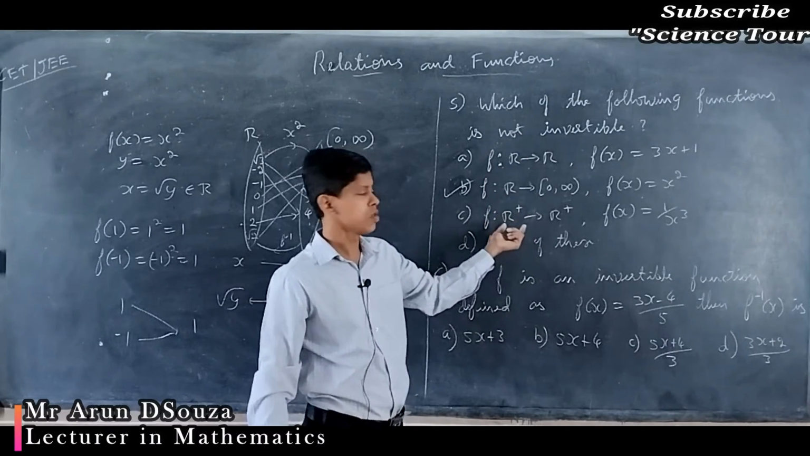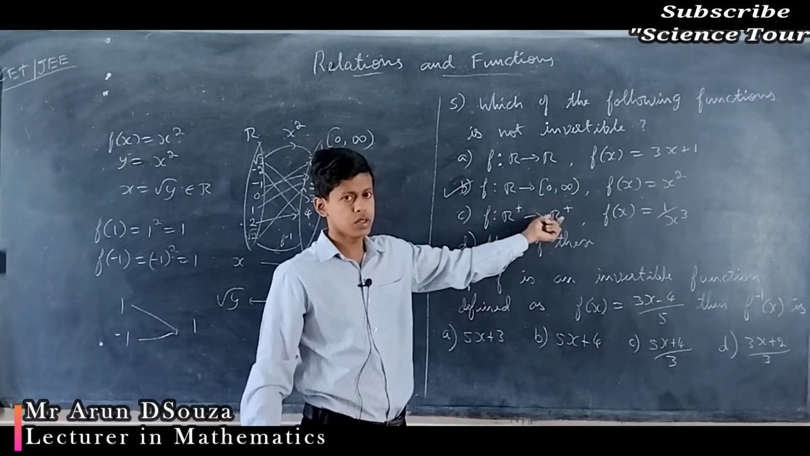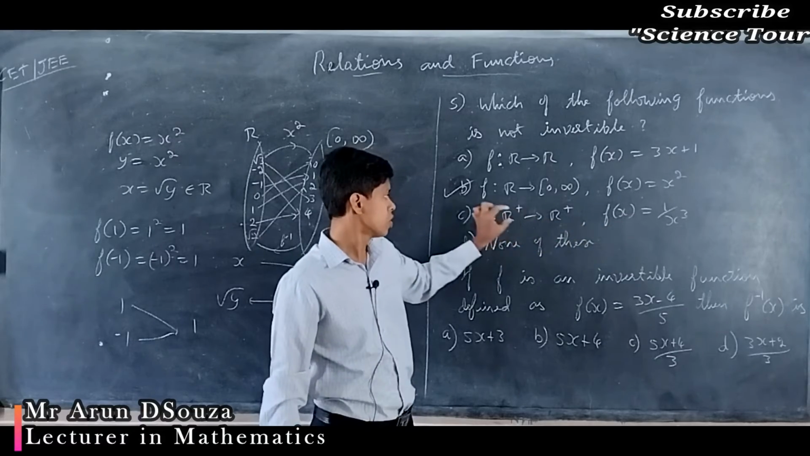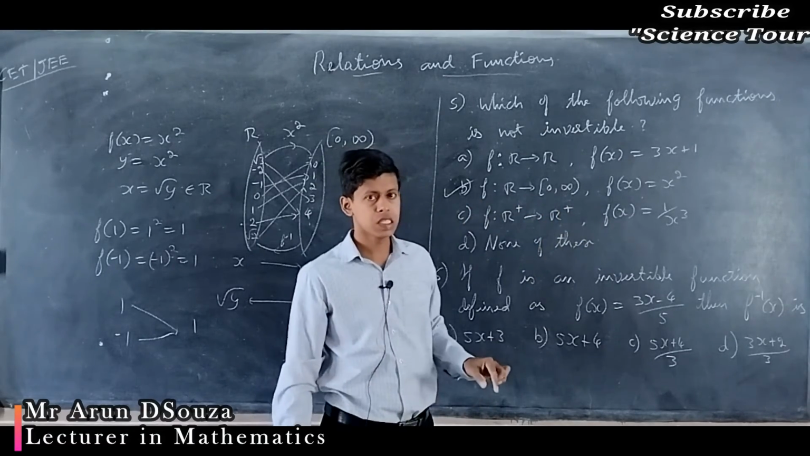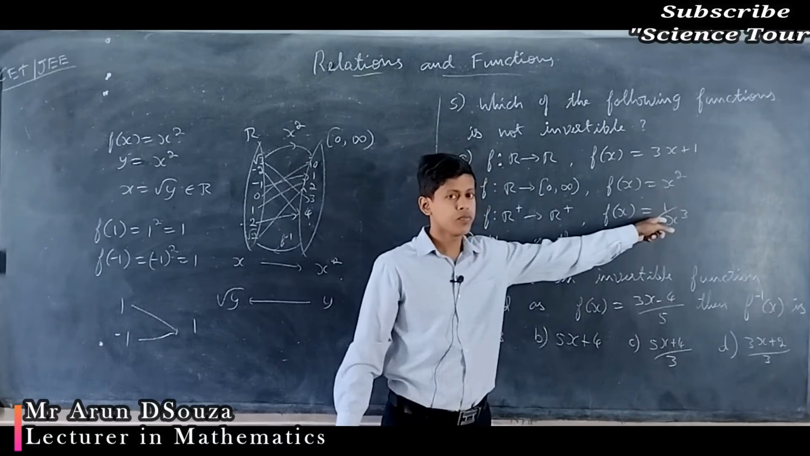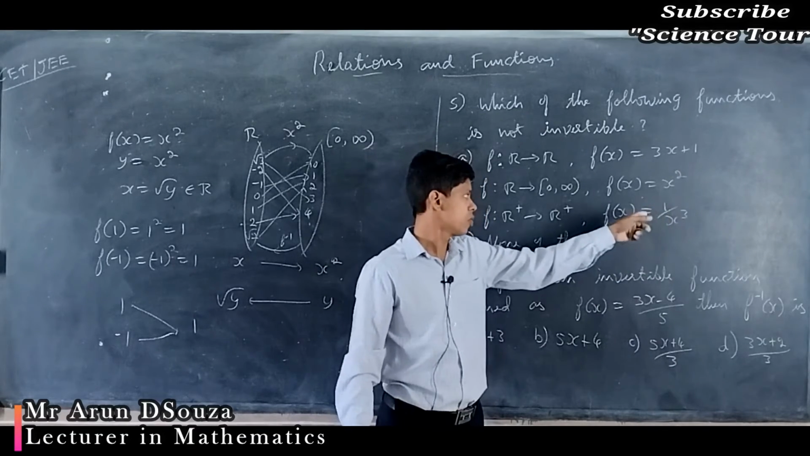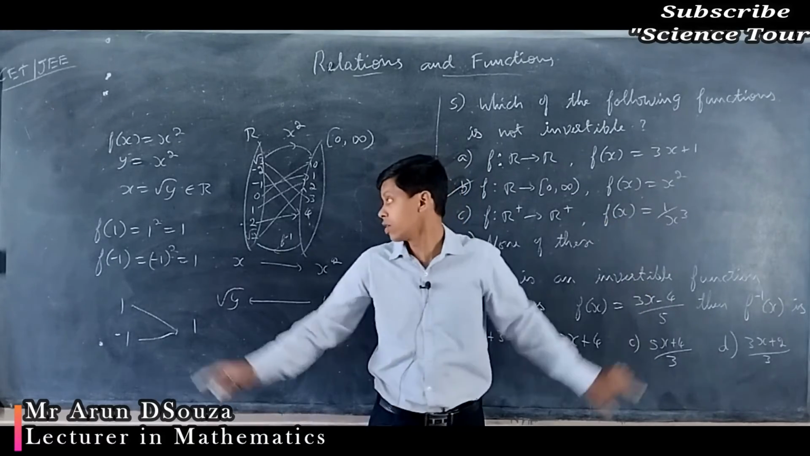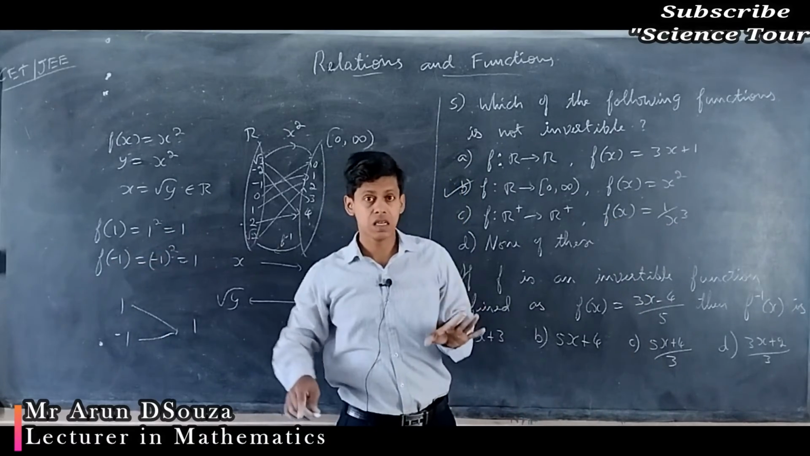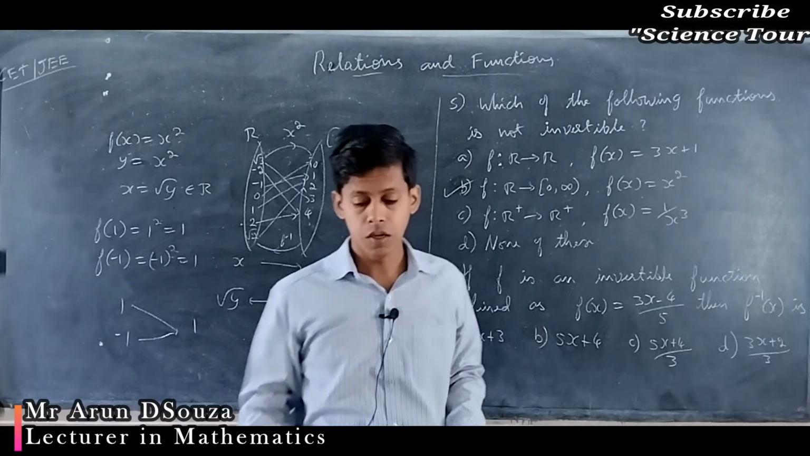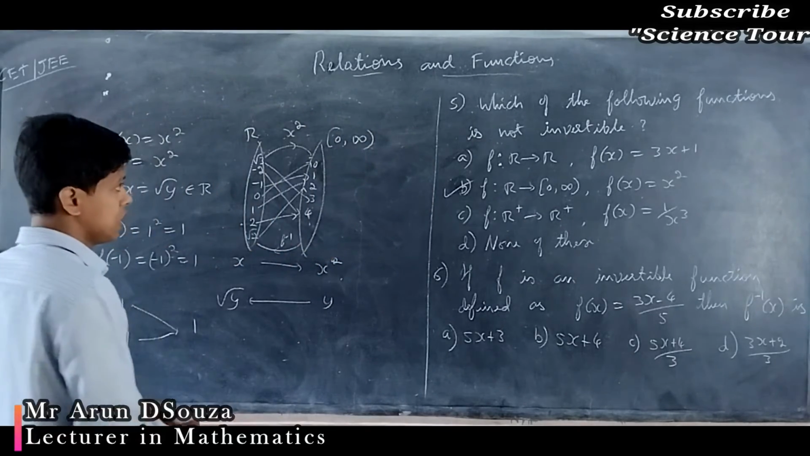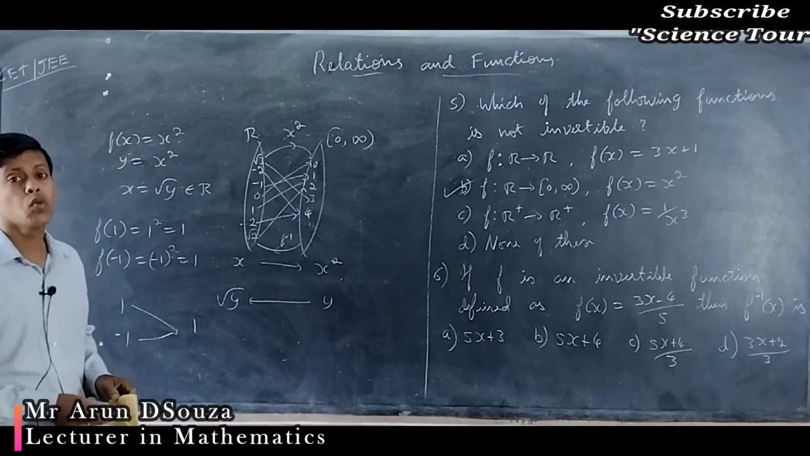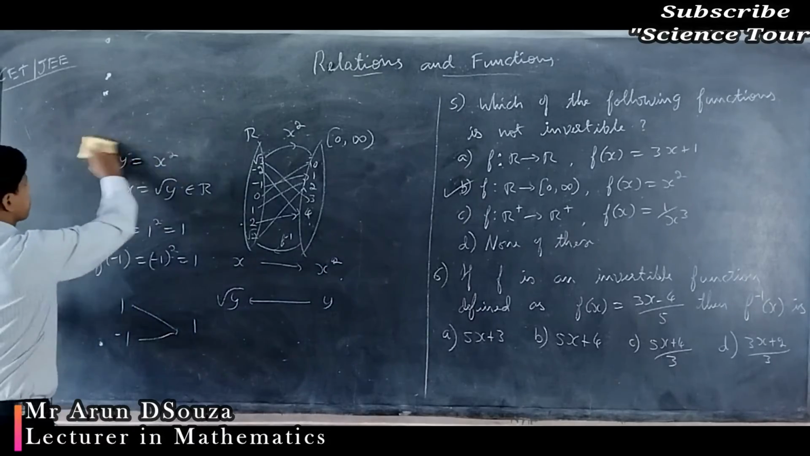This is invertible because it is from positives to positives. It will be both 1 1 and onto. There is no question that two values are going to one image, because if you are putting negative, the answer will be negative. If you are putting positive, the answer will be positive. There is no question that positive and negative like this will go to a single image. I hope that is clear. Okay, so option B is not invertible because it is not 1 1.